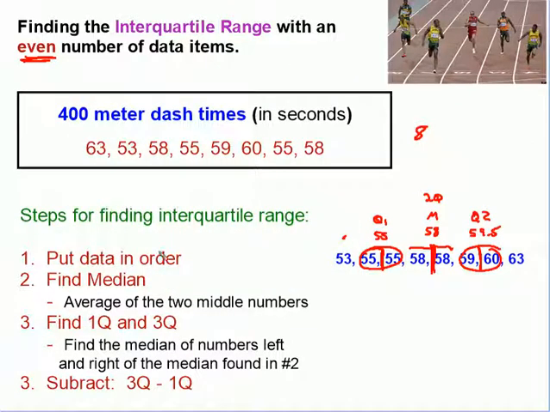My interquartile range is 4.5. And we call that the IQR. Interquartile range is 4.5. Now you can do it.